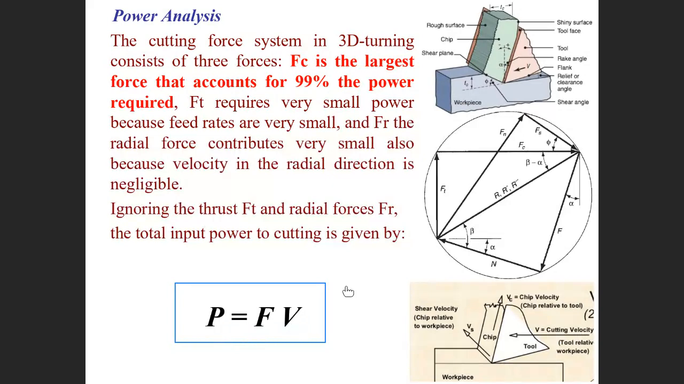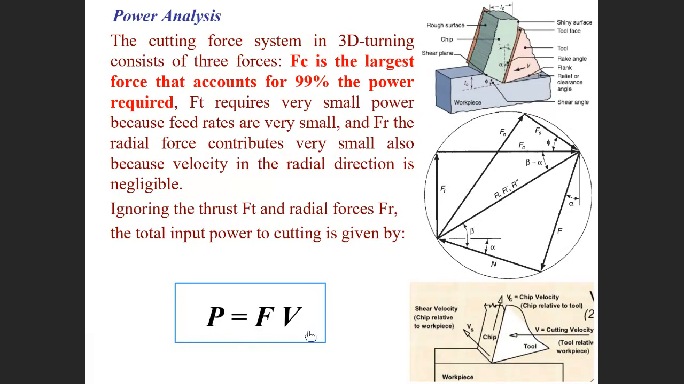And we have six components of the forces: one, two, three, four, five, six. Shear and normal, the cutting and thrust, and the friction and normal to the friction. We have six components of the cutting force. However, we have only three components of the velocity. One component is the cutting velocity, another is the chip velocity, another is the shear velocity.